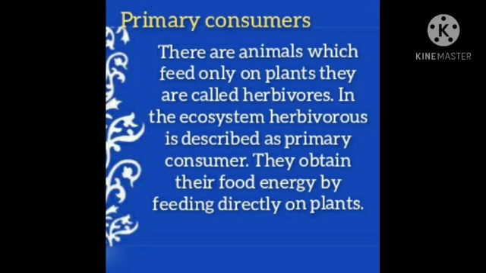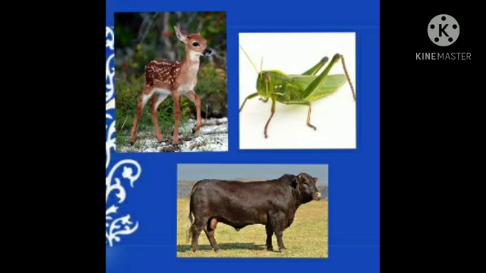Animals differ in their food habits. First one, primary consumers. There are animals which feed only on plants and they are called herbivores. In the ecosystems, herbivores are described as primary consumers since they obtain their food energy by feeding directly on plants. For example, deer, grasshopper and cattle.